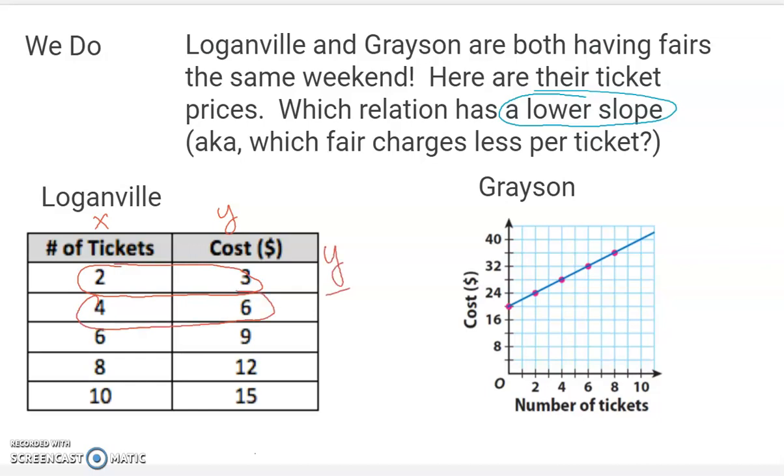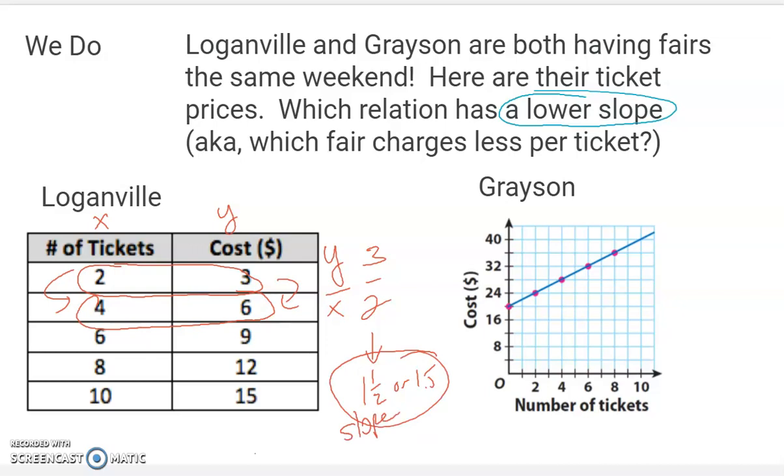Find your y to x ratio. So in this case, when y changes by 3, x changes by 2. 3 divided by 2, or 3/2, that's 1.5 slope. So that is the Loganville slope.